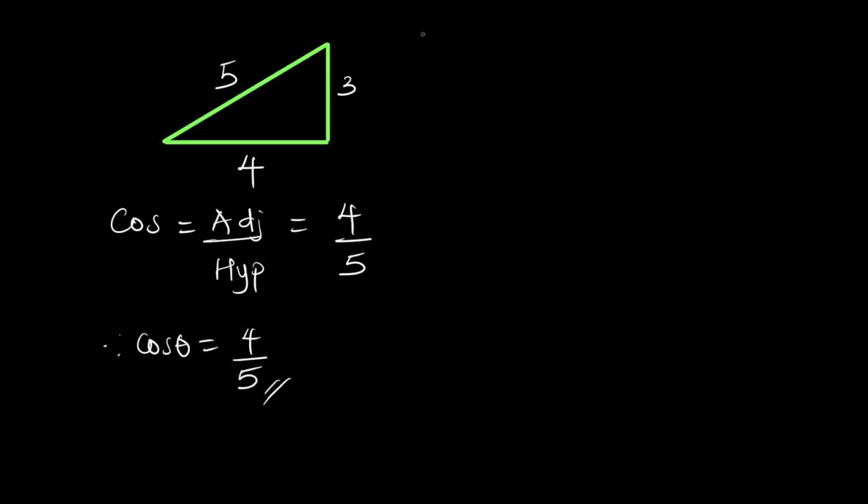But what if we are told to find cosec theta? We are going to have that cosec theta from our formula will be given to be 1 over sine theta. So from here, you can recall that our sine theta was equal to 3 over 5. So from here, we are going to have that this is going to be equal to 5 over 3.